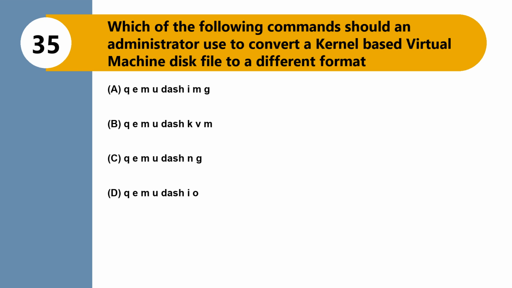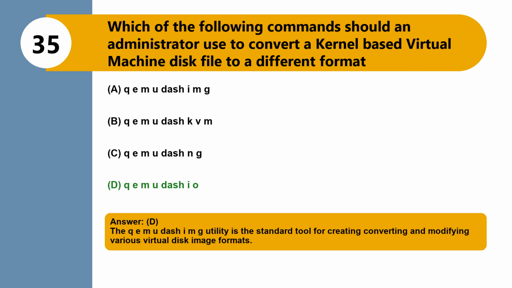Question 35. Which of the following commands should an administrator use to convert a kernel-based virtual machine disk file to a different format? Option A, qemu-ng. Option B, qemu-kvm. Option C, qemu-ng. Option D, qemu-io. The correct answer is option D, qemu-io. The qemu-img utility is the standard tool for creating, converting, and modifying various virtual disk image formats.